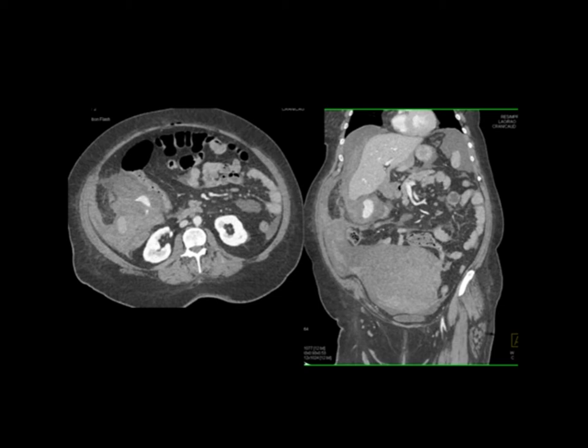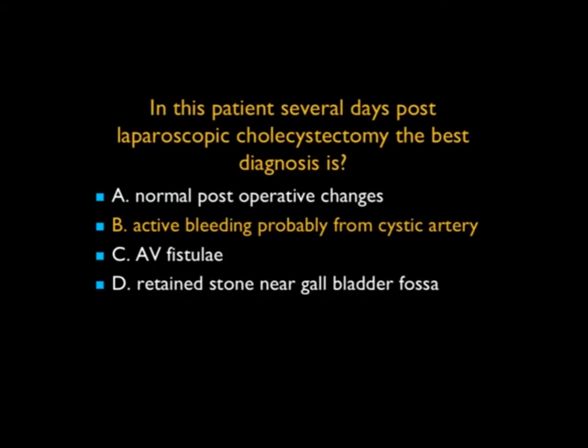I don't think I've seen very many cases of active bleeding. Look at the blood tracking down into the pelvis. This is one of the complications of any surgical procedure, but it's unusual from laparoscopic cholecystectomy, and a very nice example.